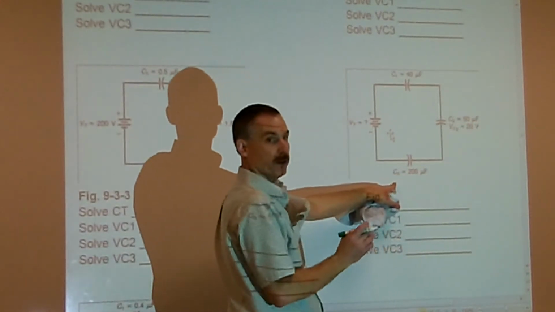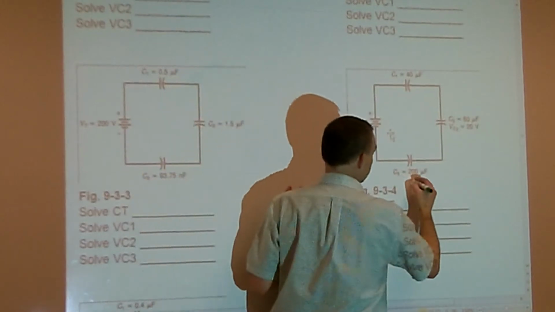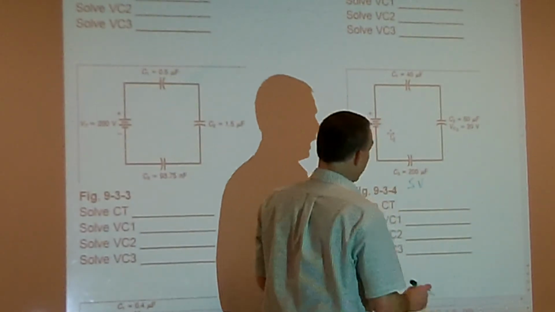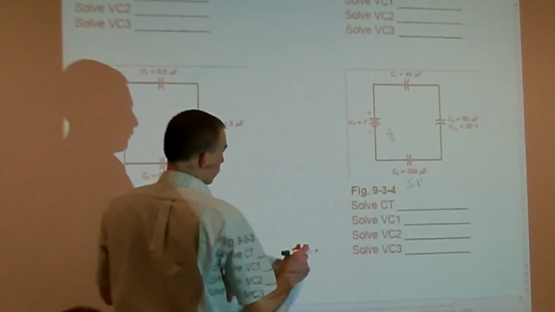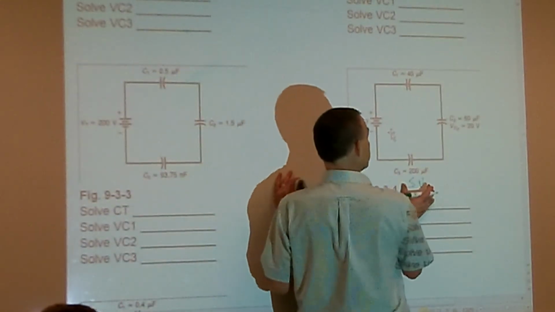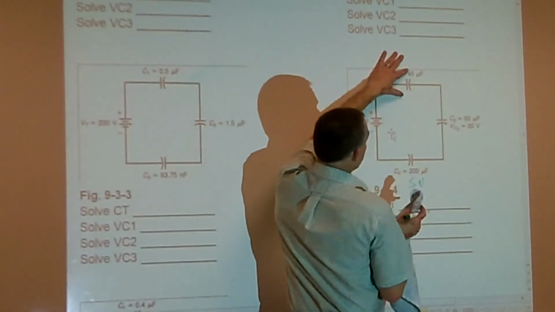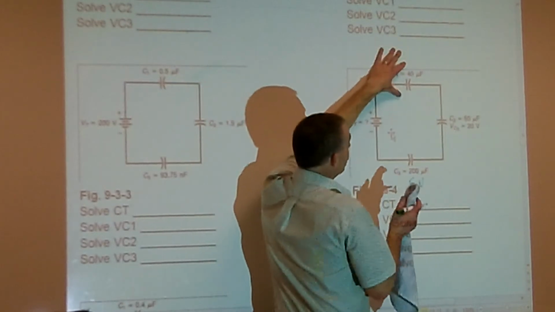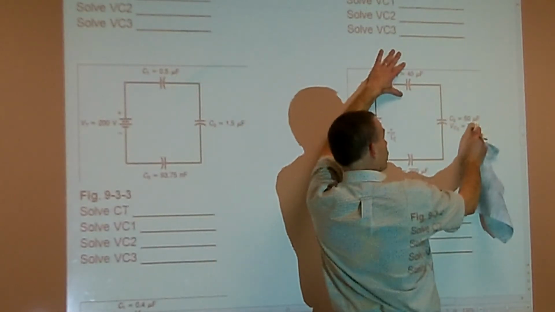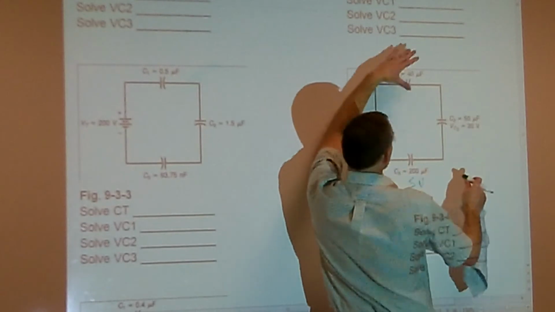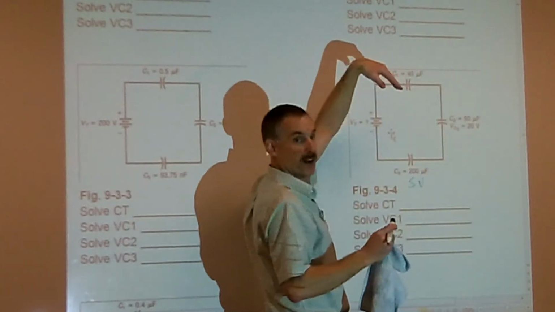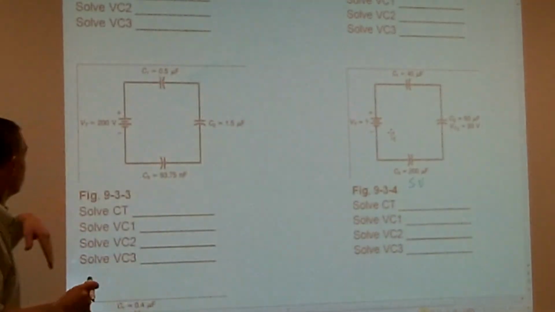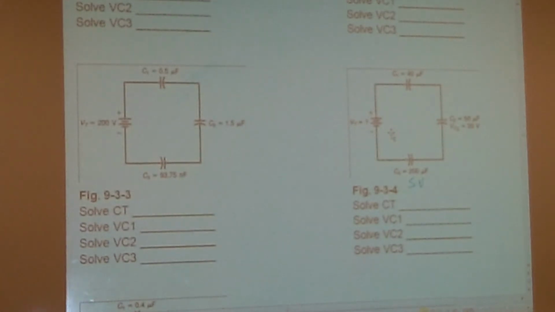So C3 would equal how many volts? 5 volts. Okay, so now I know this is going to be 5 volts. This one is going to be larger by the ratio of 20 volts, and then I would get that voltage and add them up.